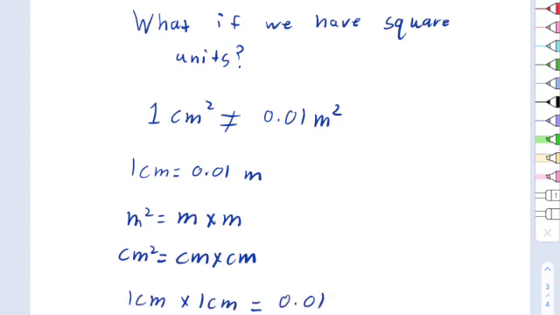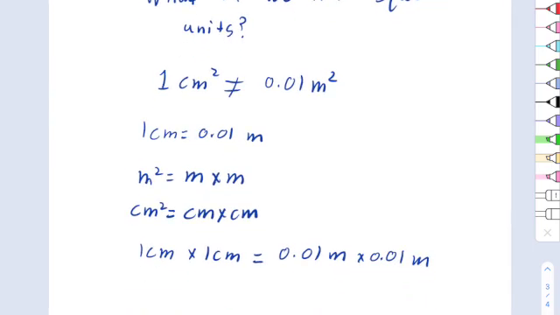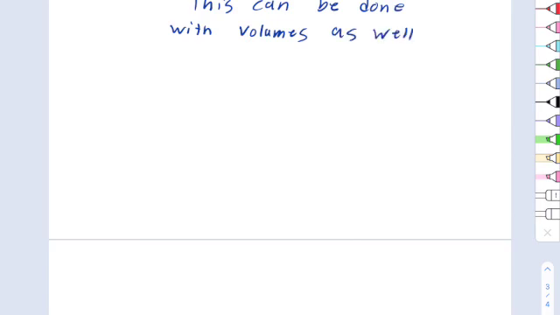So when we see 1 centimeter squared, that is in fact 1 centimeter times 1 centimeter, where we should do the unit conversion on each. We know that 1 centimeter equals 0.01 meters, and the second 1 centimeter also equals 0.01 meters. So when we multiply 1 centimeter by 1 centimeter, that is equal to multiplying 0.01 meters by 0.01 meters, which will give you 0.0001 meters squared.